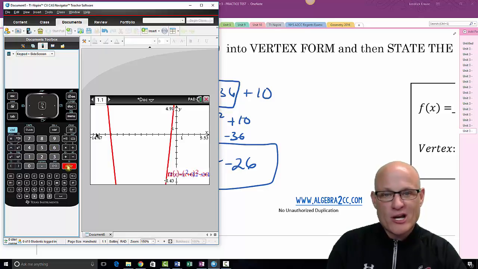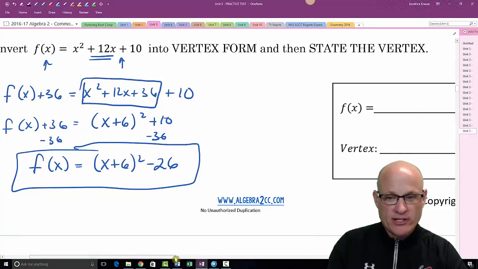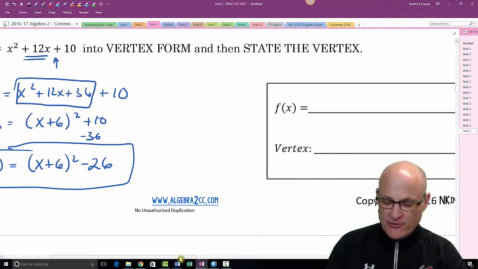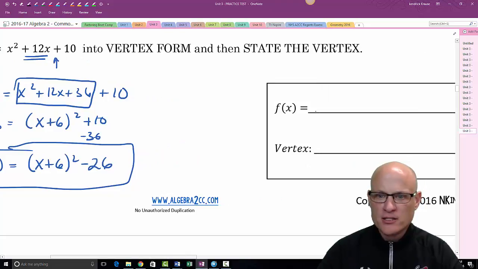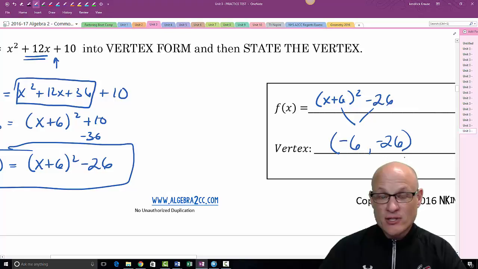And if I'm right, it should map right over it. And there it is, mapped right over it. So I know I'm right. I know I'm 100% correct. I come over here, and I'm going to write that function right here. So x plus 6 squared minus 26. Now, the vertex comes from these two. Remember, when you take it out of the parentheses, it's backwards. Otherwise, it's going to be normal. There it is.